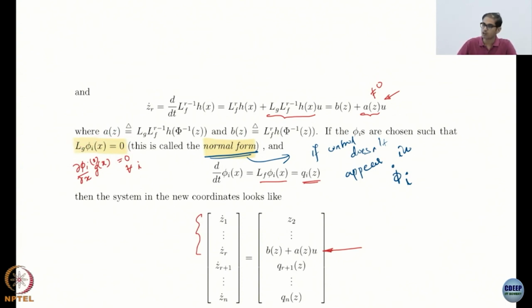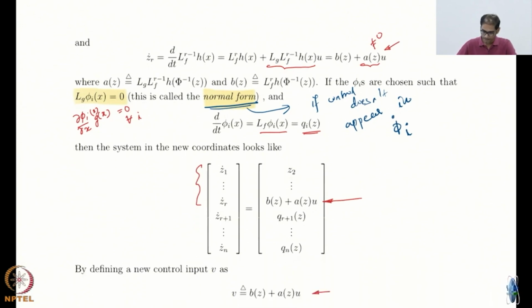With such a choice of phi's, if you write the dynamics, you have what is called the normal form. The d/dt of phi I is LF phi I, and we just call it QI of z, because QI is a new notation, since now we are writing in terms of the new variables z. So what do I have in the normal form? I again have this bunch of integrators, that does not change. Here control does not appear anymore, because I chose the phi's in a smart way so that phi dot does not have the control. Does that make sense?